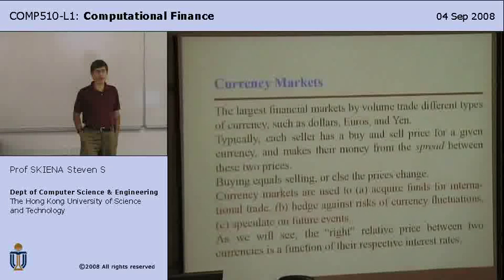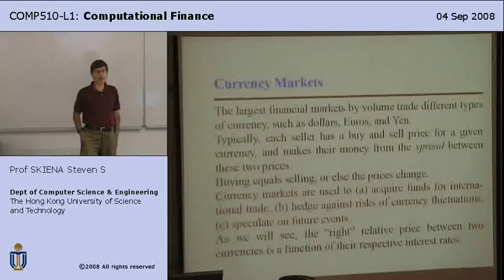Now, what would cause this spread to change? Why might, over time, the relative value of dollars and yen change? What would be the fundamental reason why they might change? The biggest reason would be supply and demand, at least the most immediate reason.